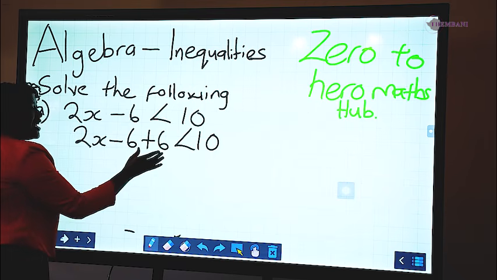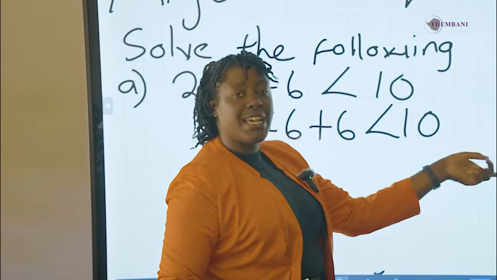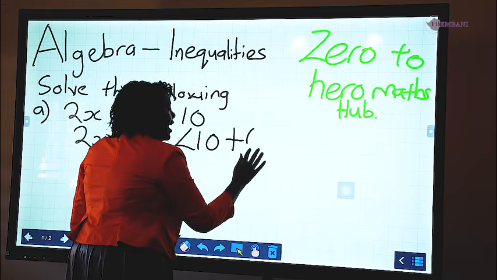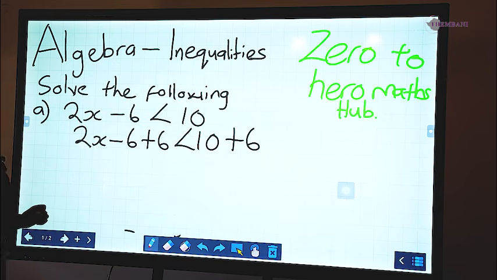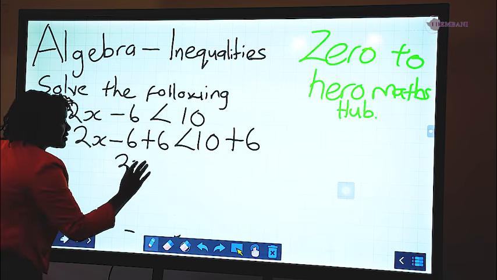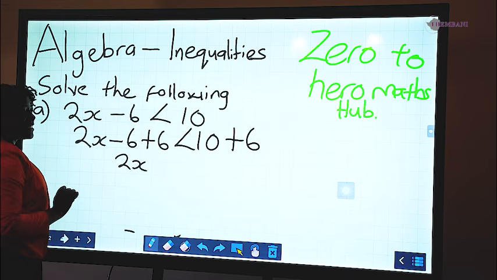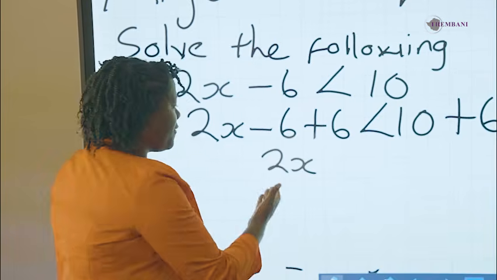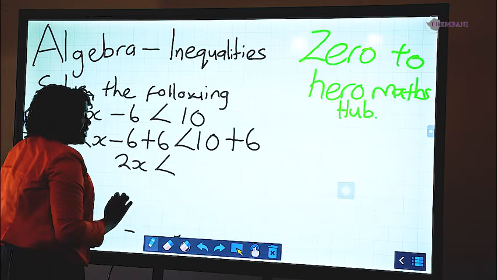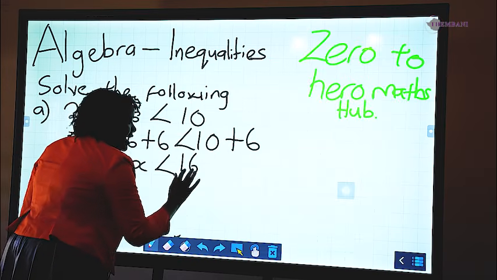Since on this side we have added a 6, it means on the other side we also need to add a 6. So what do we get? We are going to get 2x plus 0. We don't need to write the 0. So we have 2x is less than 10 plus 6, which gives us 16.